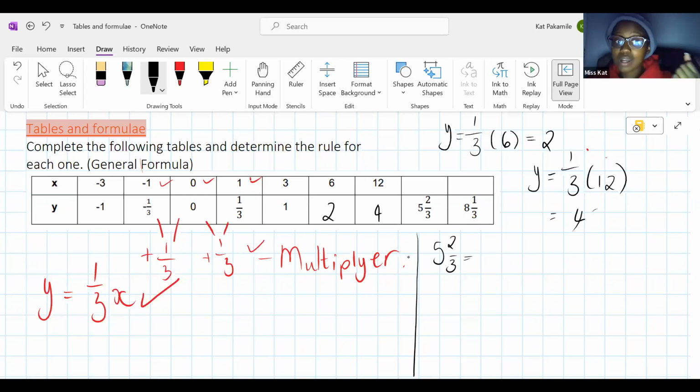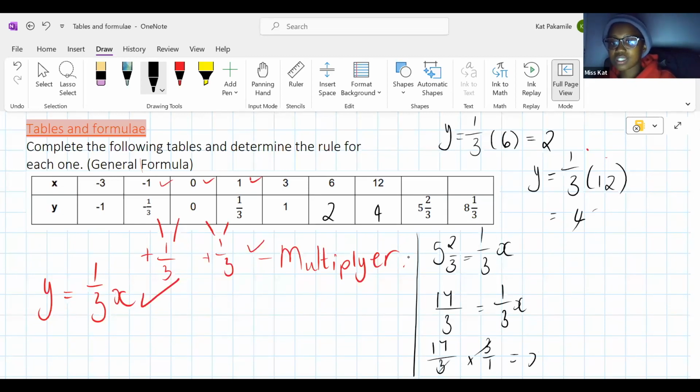Oh, you already worked it out. Wait for me. It's a third x, right? Yes. There we go. And then I'm going to make this an improper fraction. 17/3 is equal to a third x. Dividing by a third is the same as multiplying by 3/1, and these 3s cancel. Therefore, x is 17. Thank you, Sia, very much. That was beautiful.